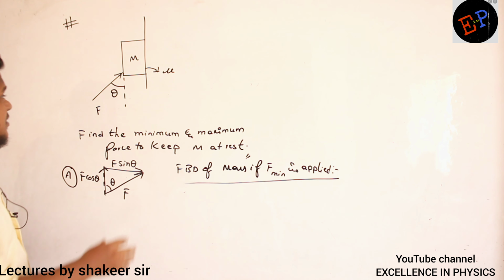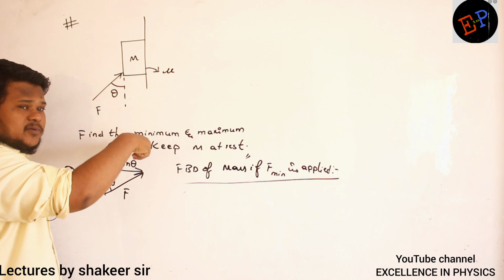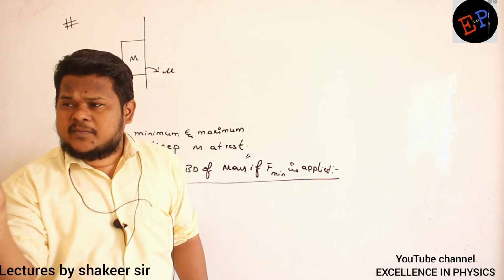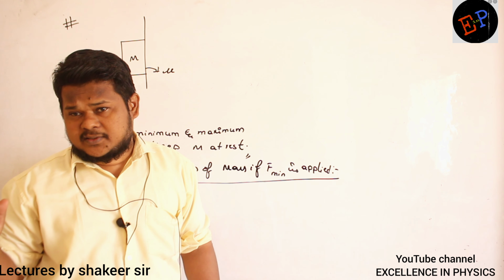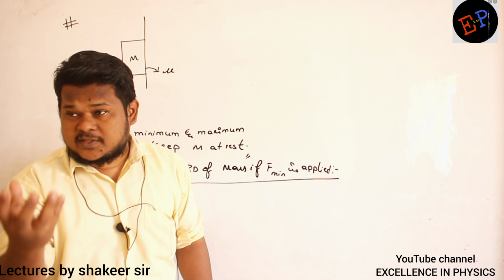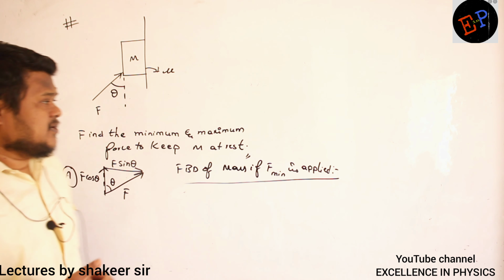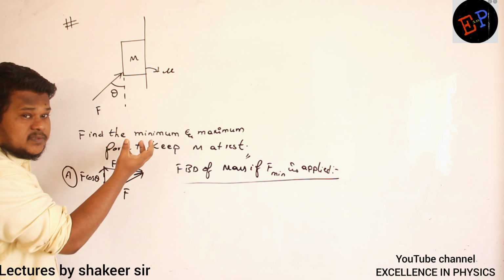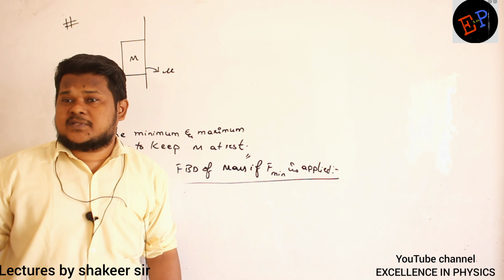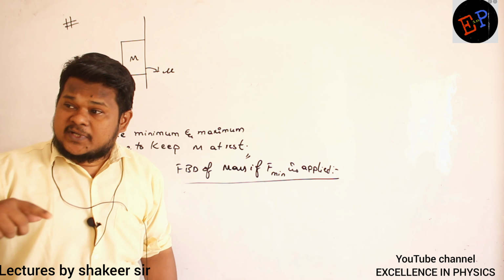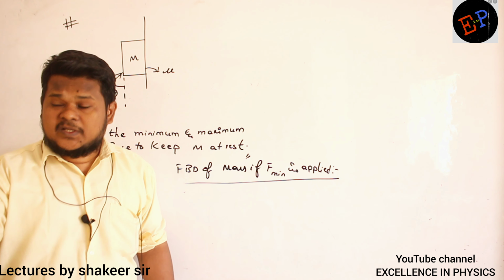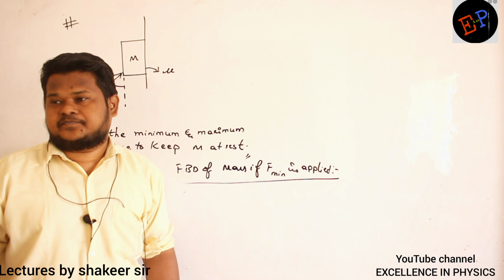See, minimum force means this body will try to fall down. I will apply minimum force such that this body doesn't fall down. So the body is trying to come downwards. If a body tries to come downwards, friction will act in which direction? Friction will act in the upwards direction, and it means friction is also supporting the body. And friction should be maximum. Then only my applied force will be minimum.